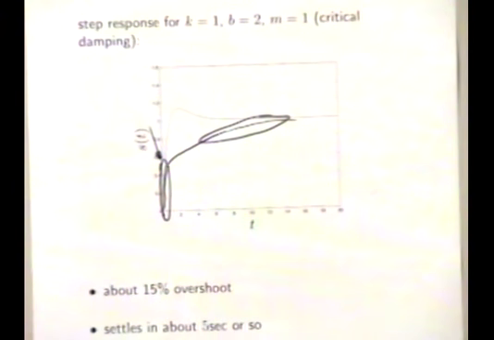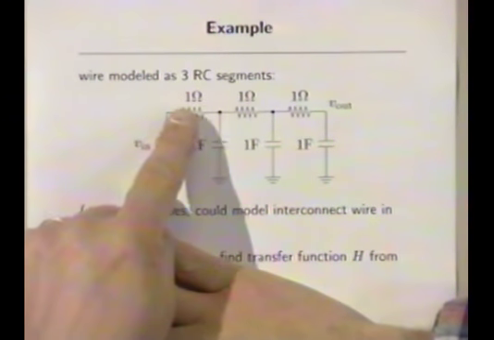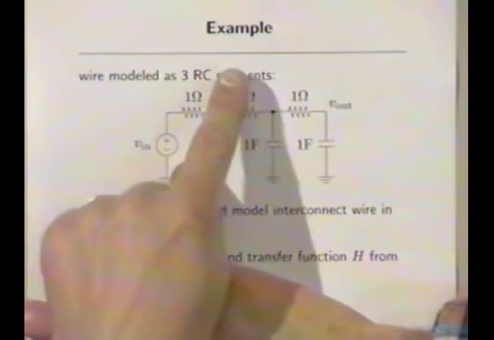Okay. Let's look at another example. This one's from circuits. So here, we can imagine this is in fact a small wire, and we're looking at time scales so fast that we have to actually take into account the capacitance of the wire, the capacitance to ground. And so here, a common model of a wire might be as a bunch of RC segments. So here's 3 RC segments, a 3 RC segment approximation of a wire.